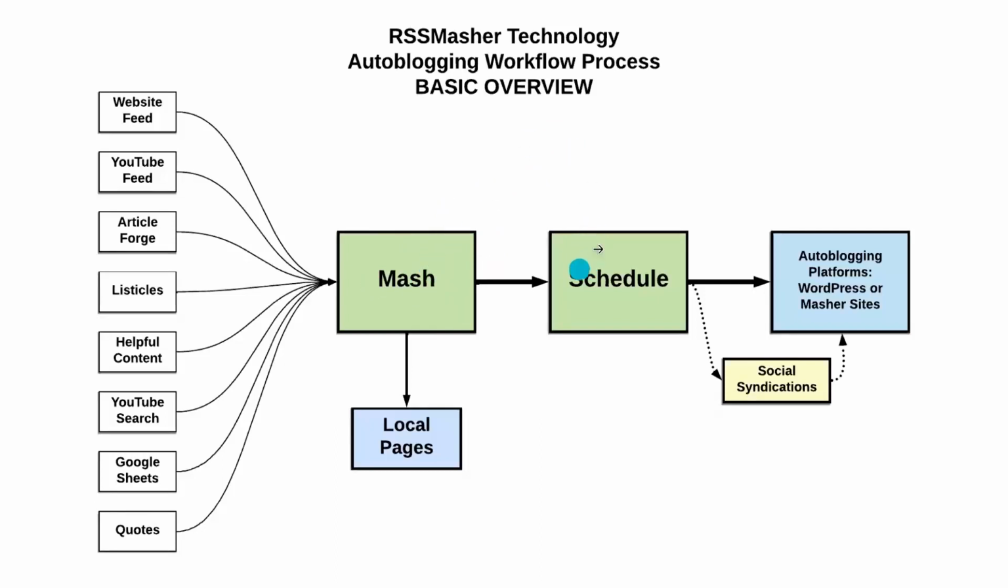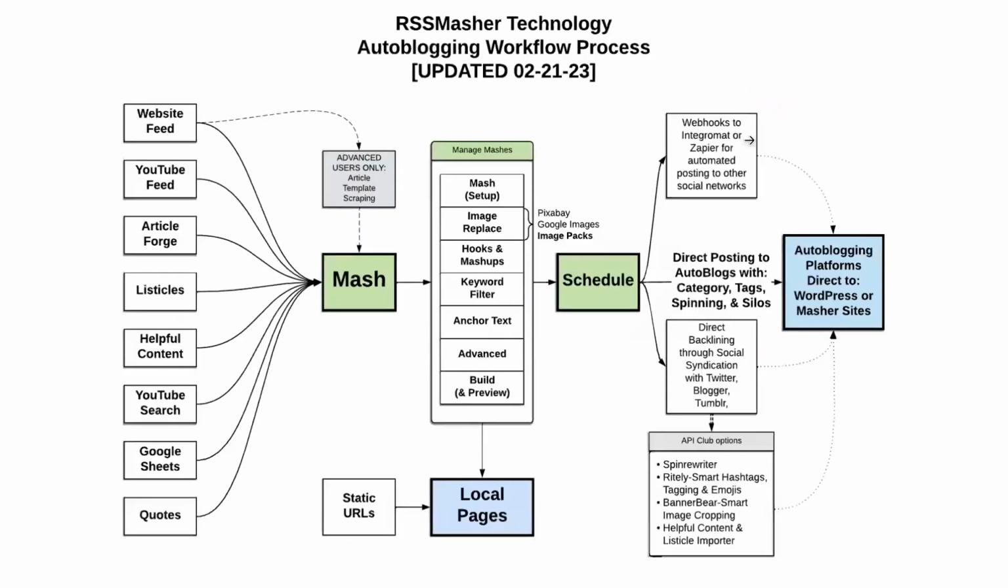And the schedule is what we call our turbo scheduler. You can set how many times per day you want to post into your WordPress site or your Masher site. These are our 2 main CMS sites, WordPress and Masher, okay? And then we have social syndications built off of them, okay? So this is the basic overview. If you get lost, always look back. Don't make it overcomplicated.